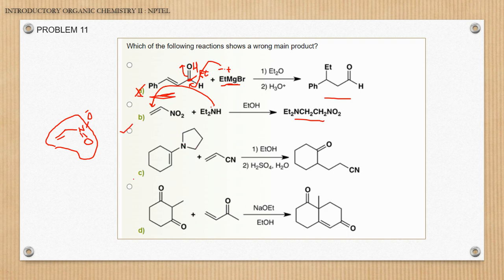Again in part C, this enamine attacks this alpha beta unsaturated acrylonitrile in the presence of ethanol, and in the second step they are doing the hydrolysis. Is it the correct main product? Yes, that is correct. How? This lone pair will come down, as we have talked about with enamines. It will attack this position, then abstract a proton from the ethanol to give you this, and this imine will hydrolyze to give you the ketone.